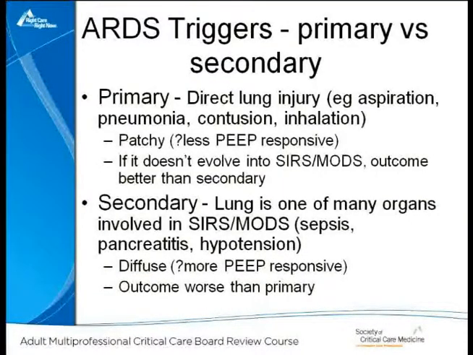This slide is in your handout. It's a little out of place there. As I said, there's a primary and a secondary, a direct or an indirect form of pathophysiology.